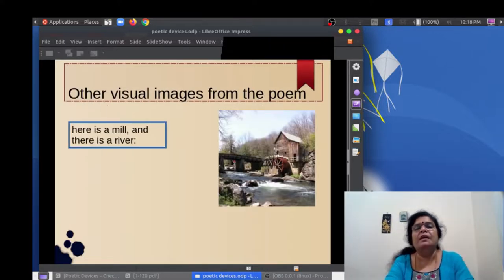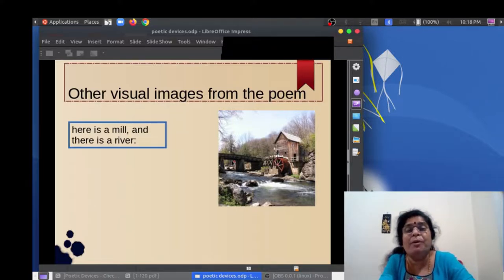Okay. So, these are the visual images in the poem from a railway carriage. So, the poem abounds in visual images. Each and every line is a visual image. That is the particular speciality of this poem. Okay. So, let's go for the next image. The next imagery.